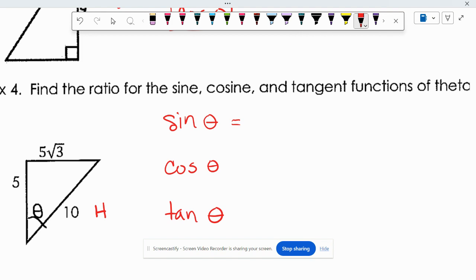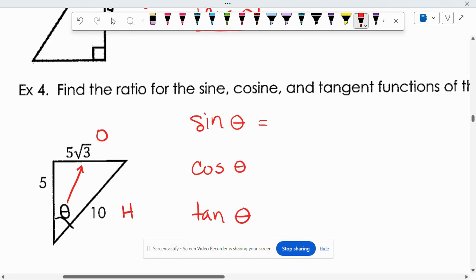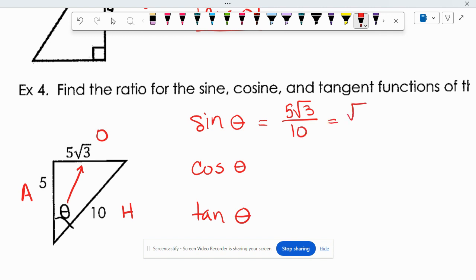What does 5 root 3 represent? A or O? It's O, it's opposite. And then what does 5 represent? A. So if I want the sine, the opposite, 5 root 3, over the hypotenuse, 10, what can we reduce that to? The square root of 3 over 2. 5 will go into itself 1 time, and 5 will go into 10 2 times.